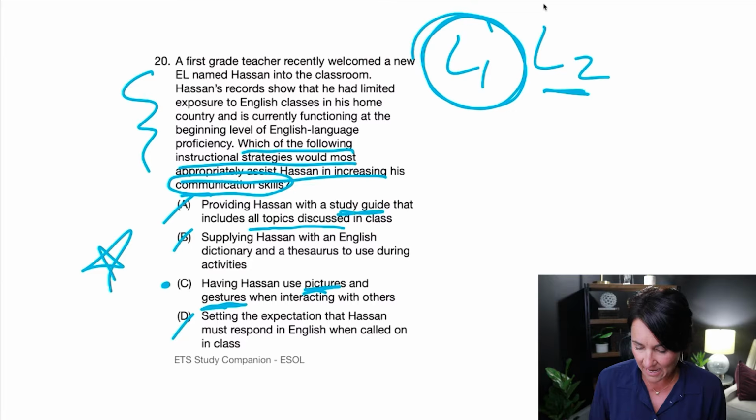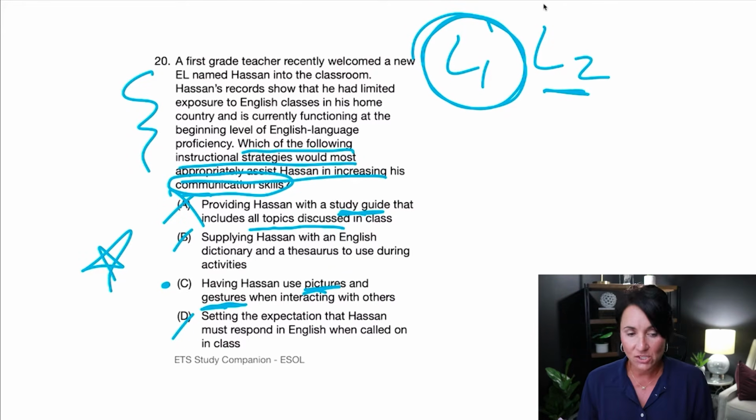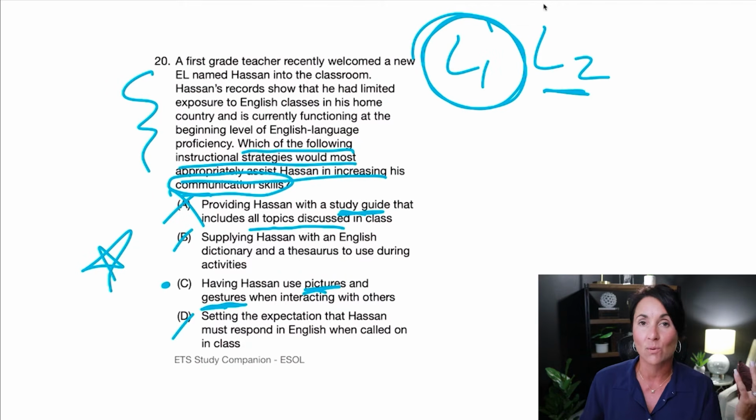Is a study guide going to help a student with communication skills? No, I can definitely cross that off. Is a dictionary and a thesaurus going to help him? Fumbling around with a dictionary, even with an electronic dictionary on your phone, they do have some pretty cool apps that work pretty well. But in class, is that going to really help Hassan? No. C is definitely a good answer, and D is always out. So I got C as the answer without even having to read the question.